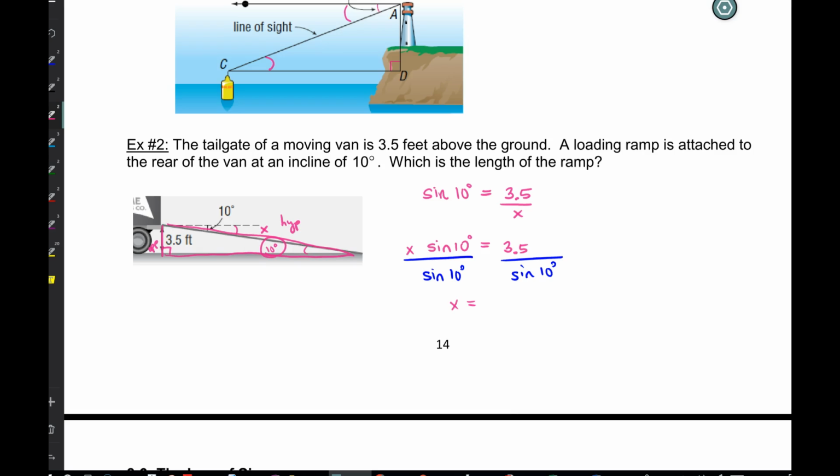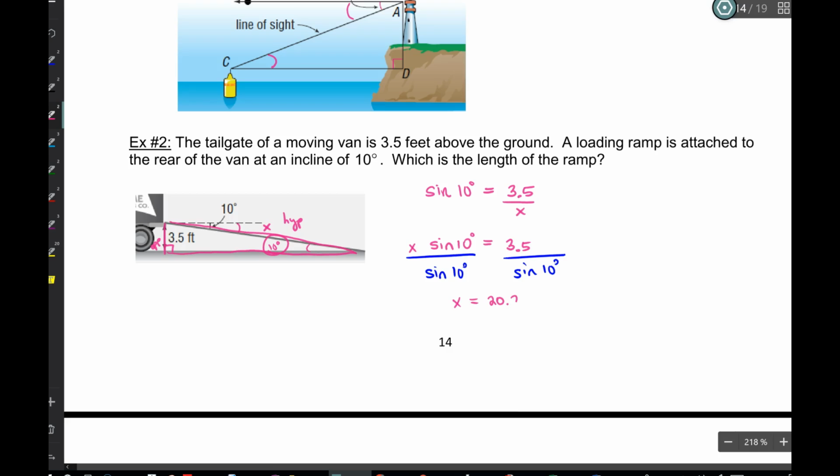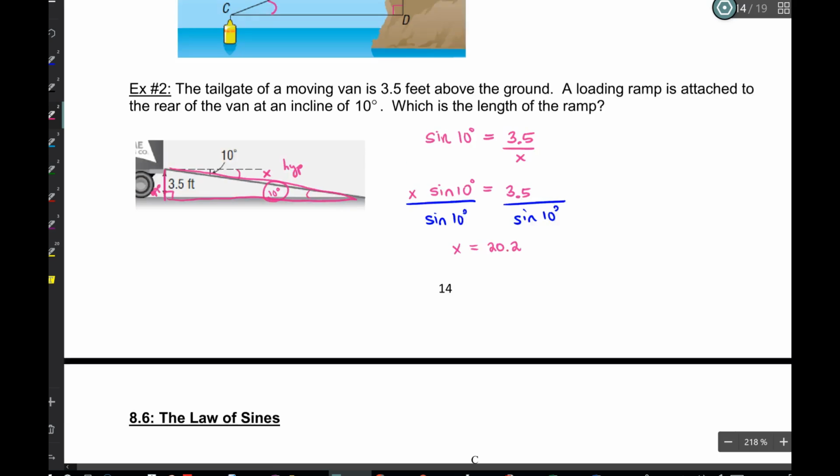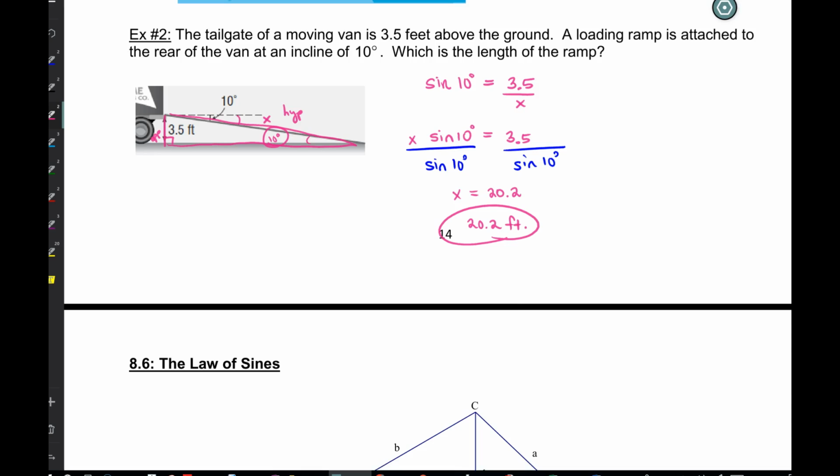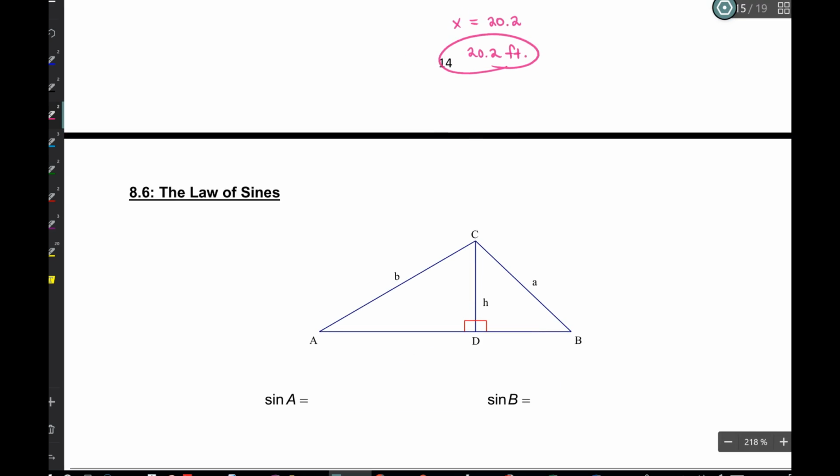What did anybody get? 20.2. 20.2. And what are the units here, since this is a word problem? Feet. So the ramp is 20.2 feet. So again, that actually was a good review for the SOHCAHTOA part, because there was nothing new, just how we would apply it.